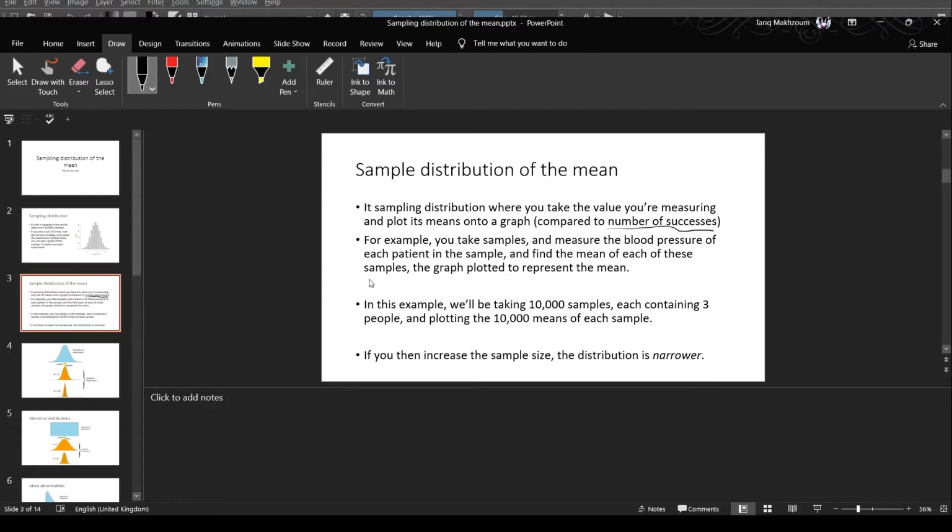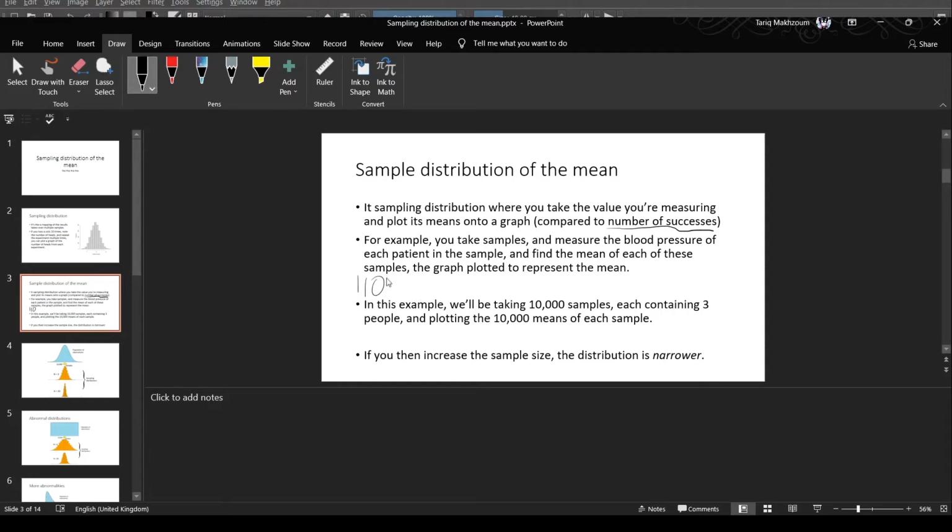Let's say you took 3 patients, and you measured their blood pressure. For example, the first one had a blood pressure of 105, the second one had a blood pressure of 110, and the third one might have had a blood pressure of 115. So you averaged it out, and you got the mean. 105 plus 110 plus 115 divided by 3, you get 110. So that 110 is your mean.